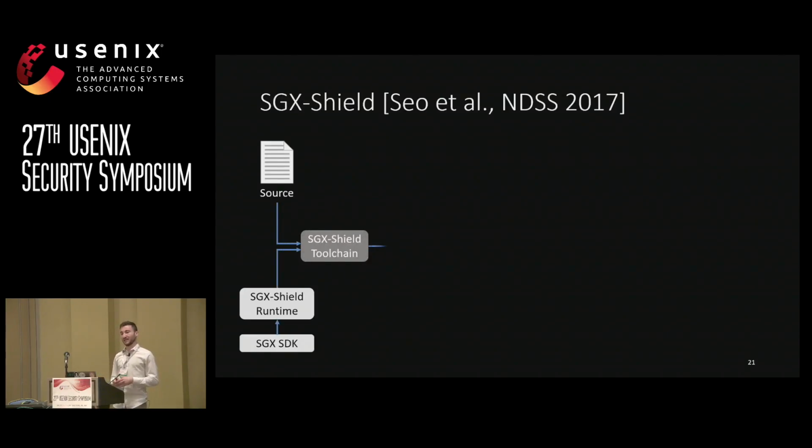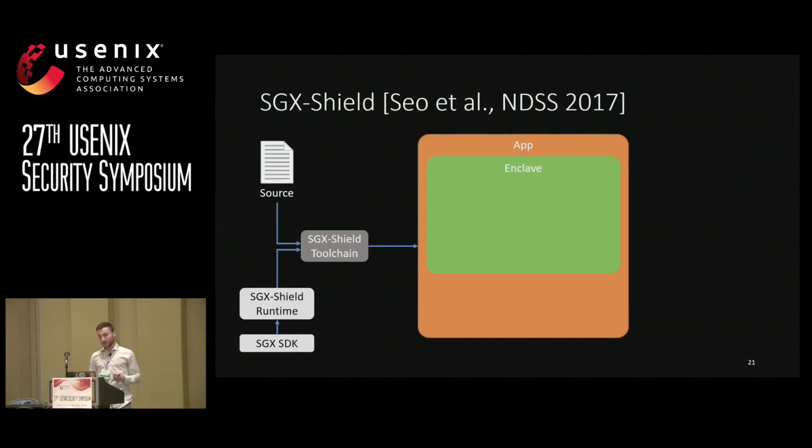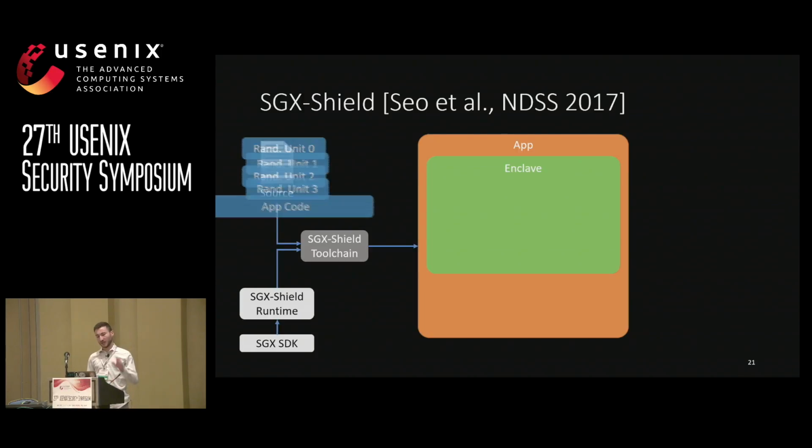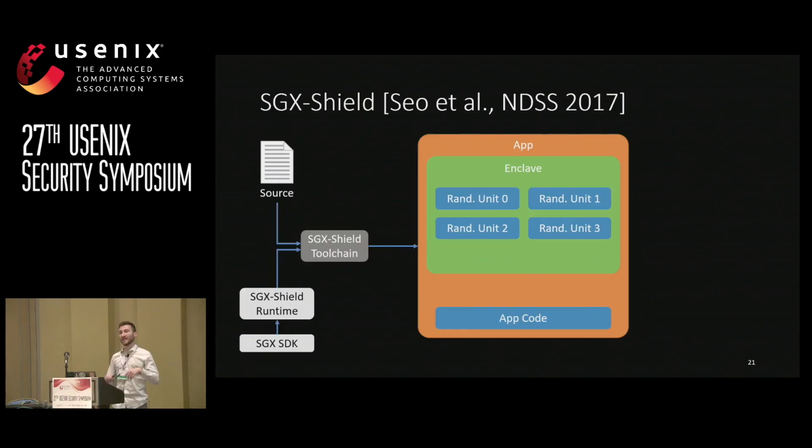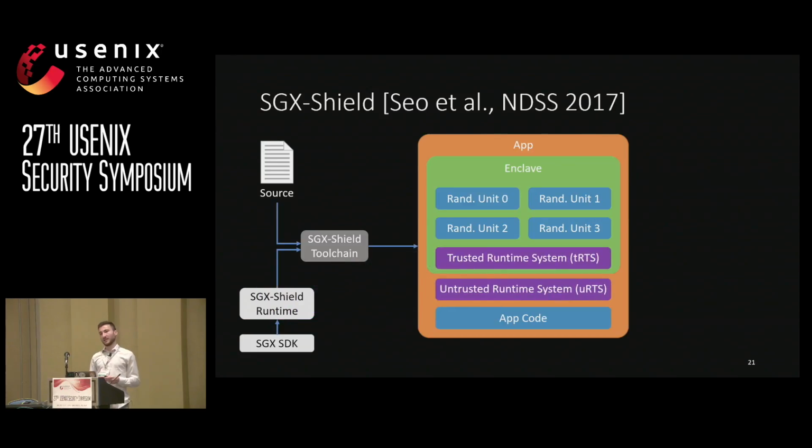Now, how do we apply this to SGX-Shield? SGX-Shield is based on the SGX SDK. So when you compile something with SGX-Shield, the enclave code gets split up into a bunch of randomization units, but also you get the SDK libraries in the enclave memory space. At loading time, those randomization units are randomly permuted. So it's very fine-grained. However, the TRTS is not randomized. So how can we exploit this?